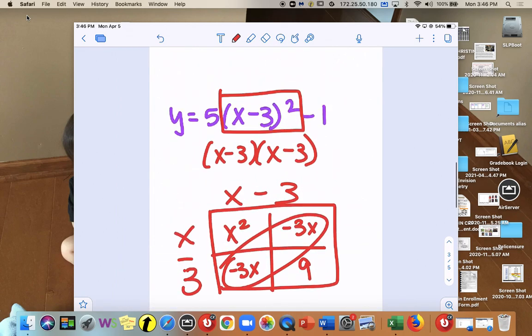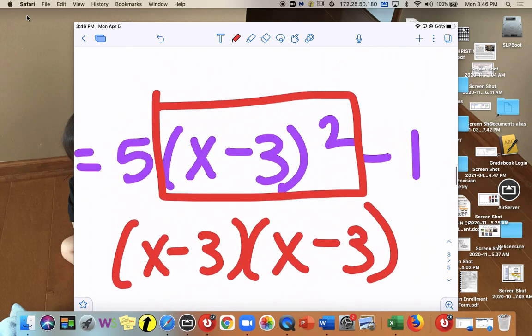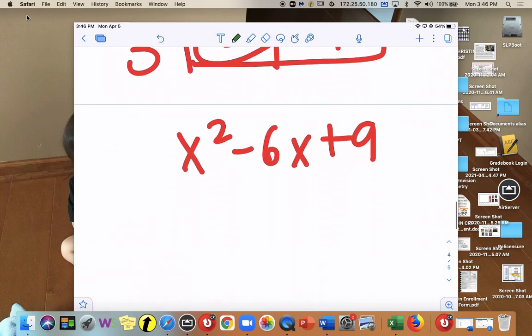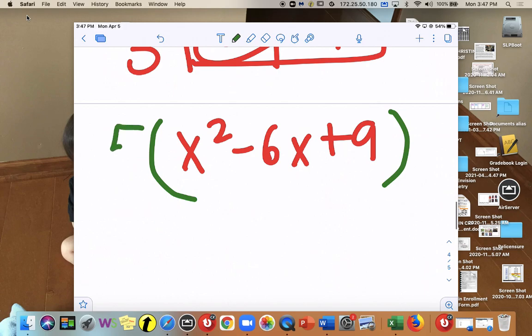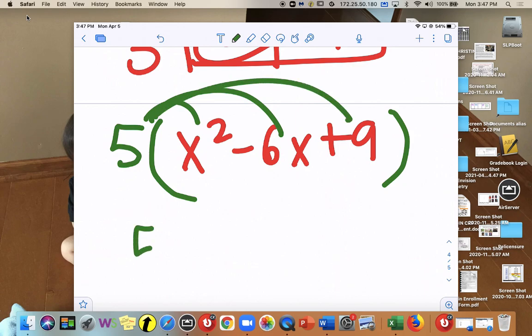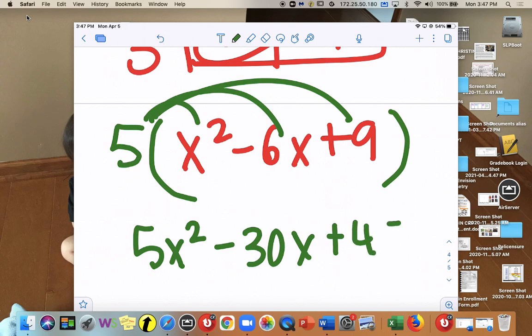Now that was step 1, where we did x minus 3 squared. Our next step is we're going to multiply everything by this 5 right here. So I'm going to go right here and multiply everything by 5. So these are like the same steps that we did for factored form. All right, so we'll get 5x squared minus 30x plus 45.